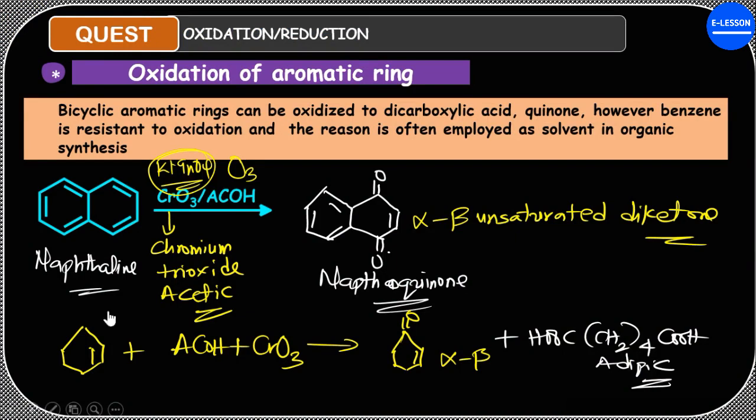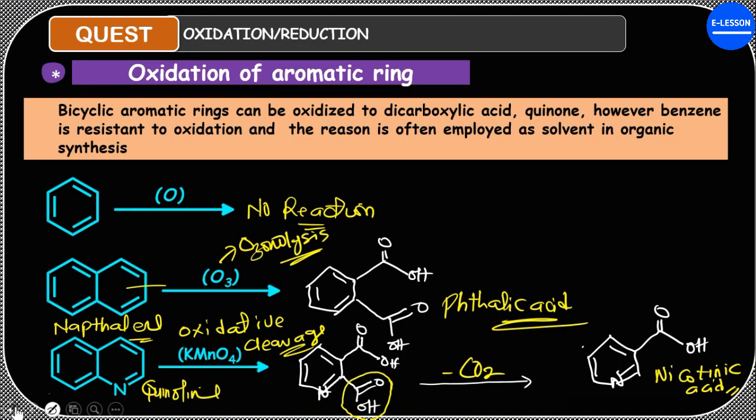It's a very short and simple lecture. Whenever these bicyclic aromatic rings are oxidized, the ring cleaves to form the carboxylic acid or the dicarboxylic acid. Say a bicyclic ring can be oxidized to dicarboxylic acid. It can also be oxidized to quinone. So if you are asked what a bicyclic ring can be oxidized to, you say it is either dicarboxylic acid or quinone, right? But benzene is resistant. So whenever they say benzene reacts with any oxidizing agent, know that there is no reaction. But this one will react to form a dicarboxylic acid.